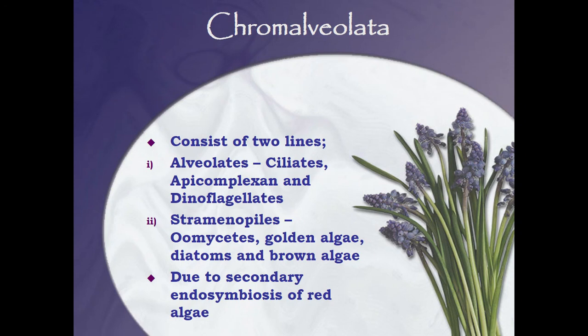The second supergroup of protists is the chromalveolates. Under chromalveolates, we have the groups of alveolates and also stramenopiles. Both of these groups under the supergroup of chromalveolates happened due to the secondary endosymbiosis of red algae.